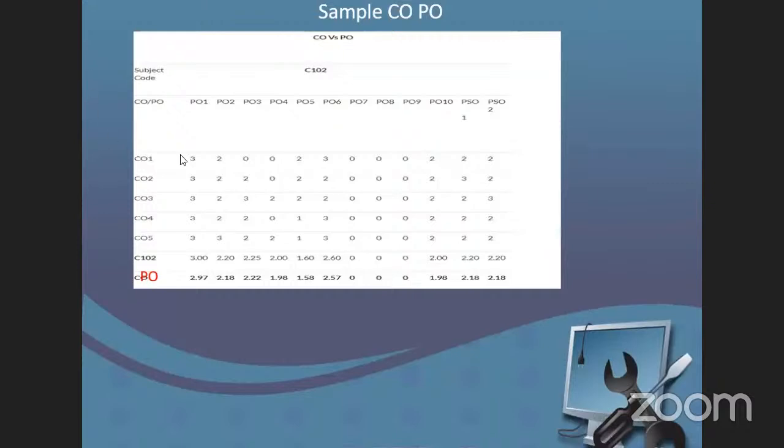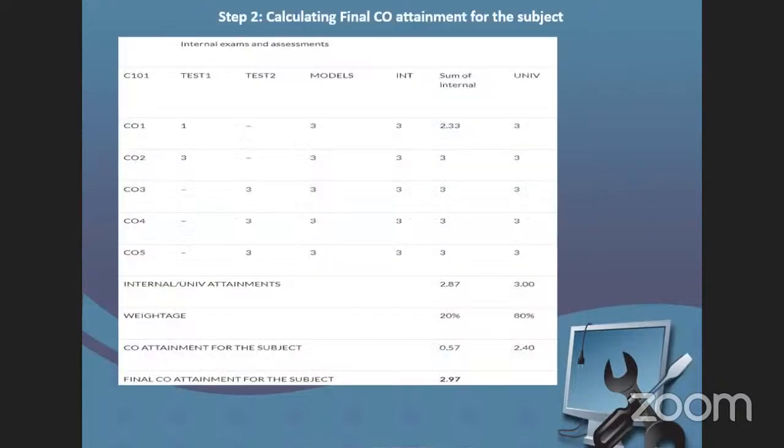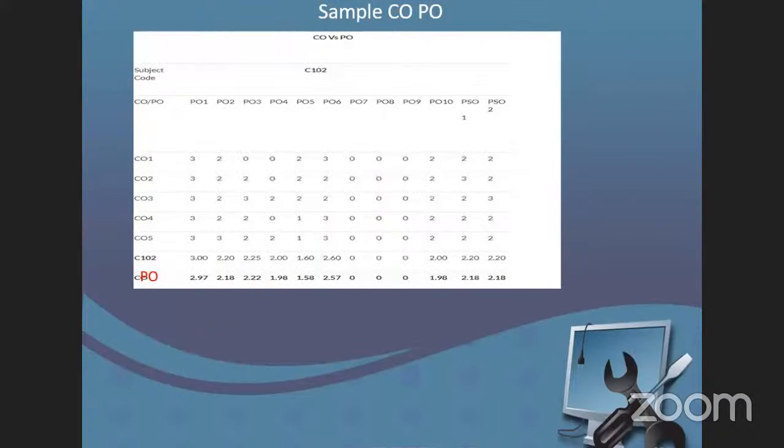For PO1, the average is 3. So what should I give? 3 divided by 3, into 2.97, which is the final CO attainment of the subject. So we get the answer as 2.97. That's why the text marked in red here is correct: PO1 is 2.97. Similarly, for PO2, the average of COs.